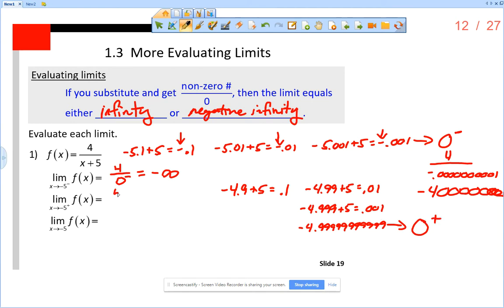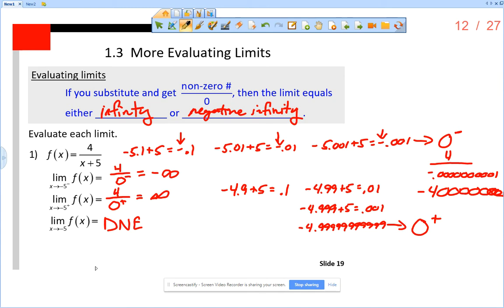So now if I'm taking 4 divided by 0 from the positives, that's like 4 divided by a really small but positive number. So I'm going to be approaching positive infinity. Now, of course, for the overall limit, these two are not the same, so the only thing we could say is does not exist. But what is actually going on here?